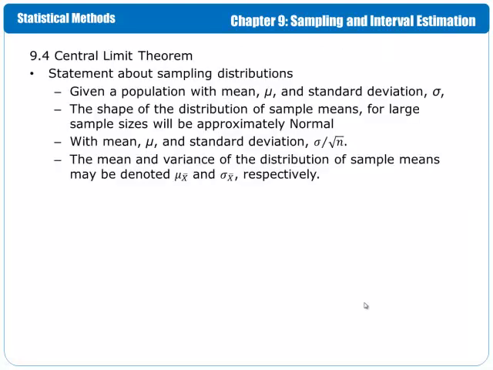The central limit theorem formalizes those concepts. Given a population with a certain mean and a certain standard deviation, the shape of the distribution of the sample means for a large sample size will be approximately normal or bell-shaped in appearance, with mean equal to the population mean and standard deviation equal to the population standard deviation divided by the square root of the sample size.